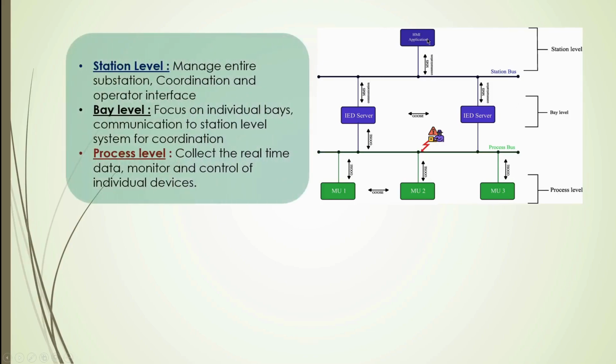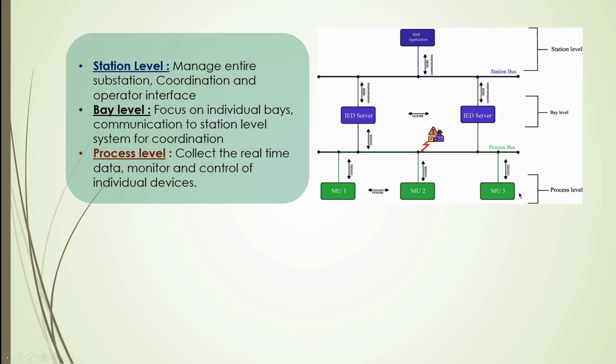At the station level, coordination with the different levels, management of the substation and the operation interface can happen. In the bay level, different IEDs and different bays communicate with MUs and with the station level through GOOSE messages and the MMS communication network. The bay level consists of switchgear, isolators, circuit breakers, etc.